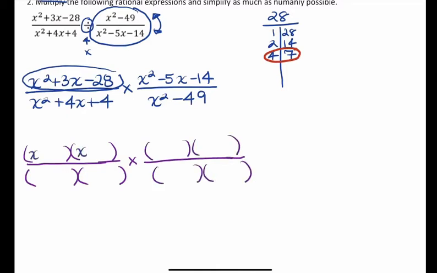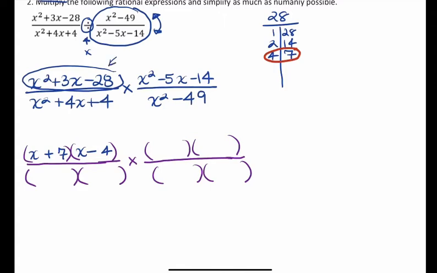Okay, so we want to put 4 and 7 here in no particular order. So I'm going to put 7 and 4 here, and we want to make positive 3 out of that. So we want to make it plus 7 minus 4. 7 minus 4 makes positive 3, and 7 times negative 4 makes the product of negative 28.